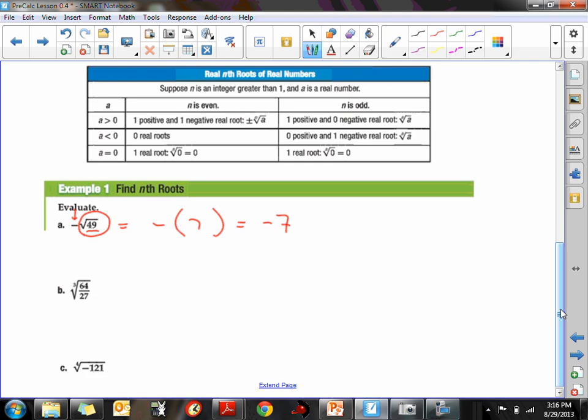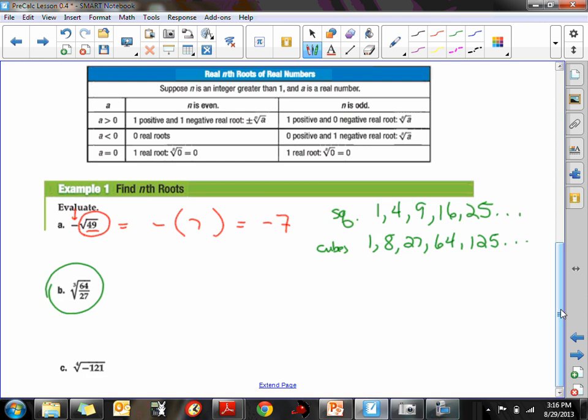So with cube roots, I want to be thinking of perfect cubes. Now, let me just list some squares out here. 1 times 1 is 1, 2 times 2 is 4, 3 times 3 is 9, 16, 25, that list goes on and on. Now we want to think of perfect cubes. So perfect cubes would be 1 times 1 times 1, which is 1, 2 times 2 times 2, which is 8, 3 times 3 times 3, which is 27, 4 times 4 times 4, which is 64, 5 times 5 times 5, which is 125, and then 6 times 6 times 6, that list would go on. So we can see from our list here that 64 and 27 are both perfect cubes. So the cube root of 64 is 4, and the cube root of 27 is 3, so it's 4/3.